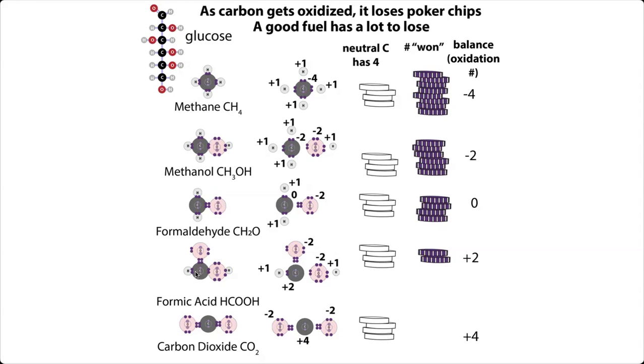Formaldehyde, now we're going to gain 1, so our minus 1, but we're going to lose 3. 1, 2, 3. Minus 1 plus 3 equals plus 2. And finally, our carbon dioxide. Here, we're going to lose 1, 2, 3, 4 electrons, 1 per each of those bonds to oxygen. And therefore, we're going to have a plus 4.